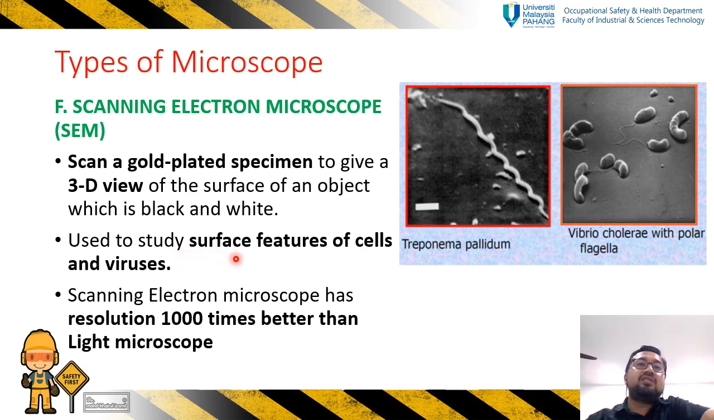Okay, used to study surface features of cells and viruses. Scanning electron microscope has resolution 1000 times better than light microscope. Ini contohnya lah, Vibrio cholera, nampak flagella dia dengan jelas. Treponema pallidum. So, kalau kita nak kaji microorganism, kita dah belajar dalam organism tu ada organelle, ada DNA, ada apa semua. So, kena guna benda ni lah. Dia tak boleh guna bright microscope biasa.